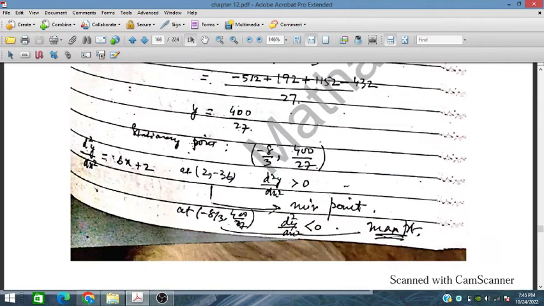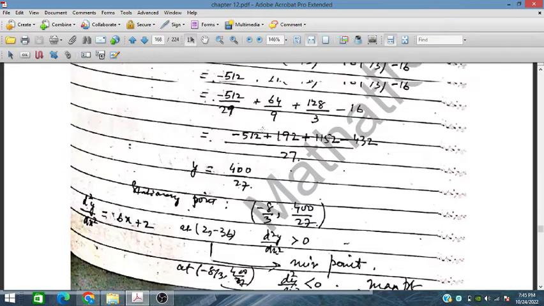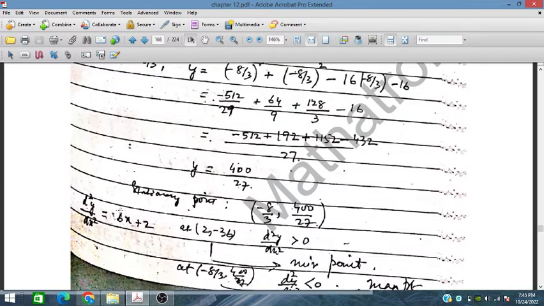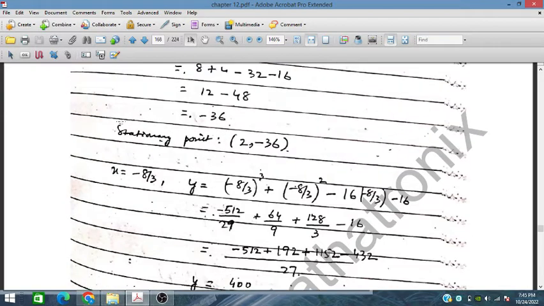At this point, in 6x plus 2, we put the value x is equal to 2. This gives us a positive value. So at x is equal to 2, this is a minimum point because the function is rising. This is positive, so this stationary point is a minimum point.